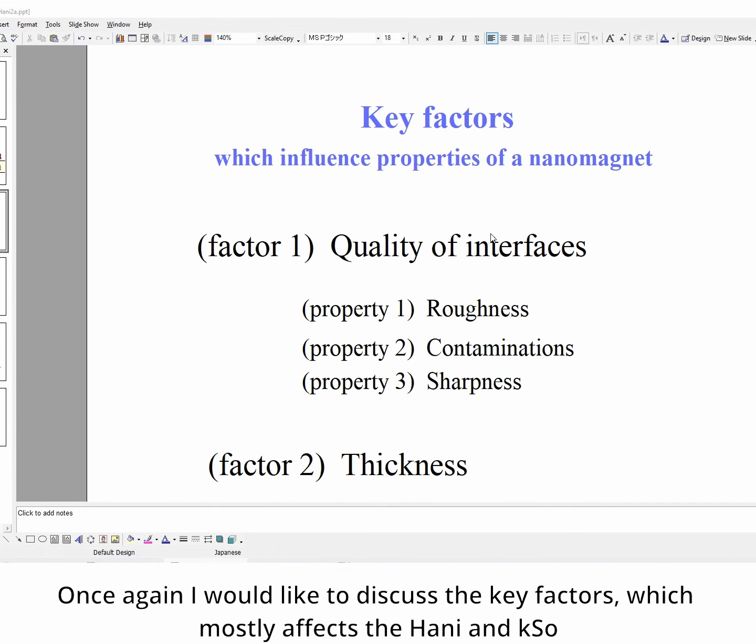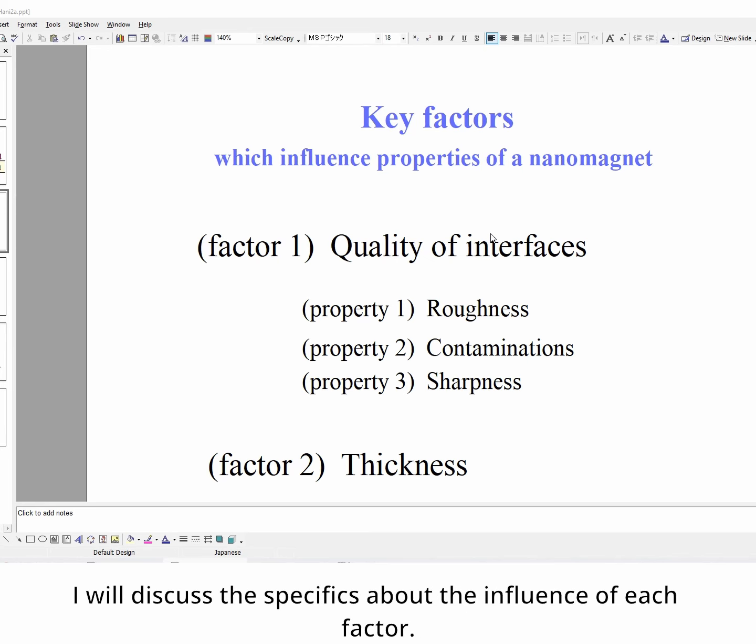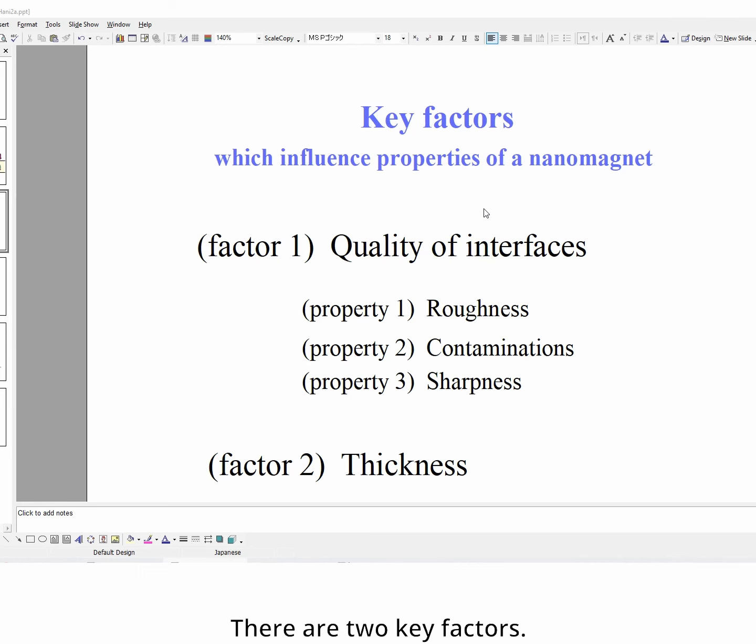Once again, I would like to discuss the key factors which mostly affect the anisotropic field and the coefficient of spin-orbit interaction. I will discuss the specifics about the influence of each factor. There are two key factors. The first factor is the quality of interface. The second factor is the nanomagnet thickness. By the quality of interface, I mean three qualities: roughness of interface, contaminations at the interface, and sharpness of the interface.